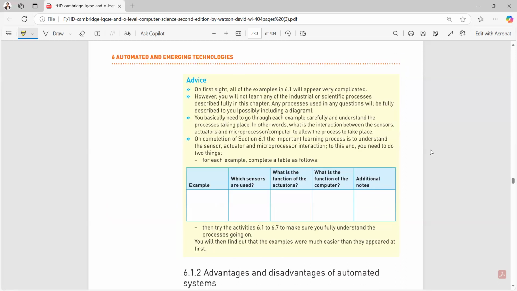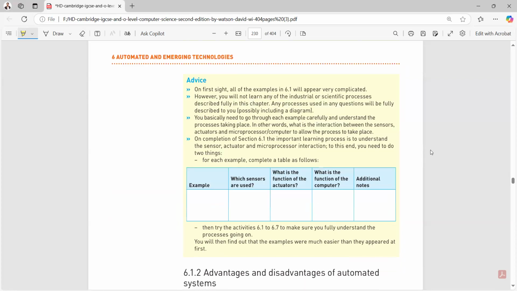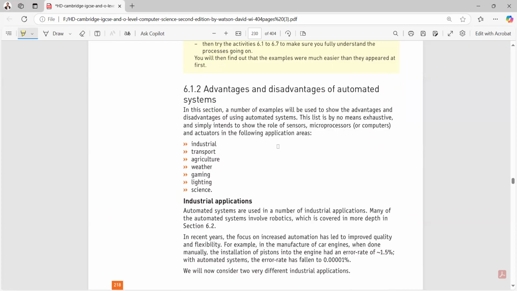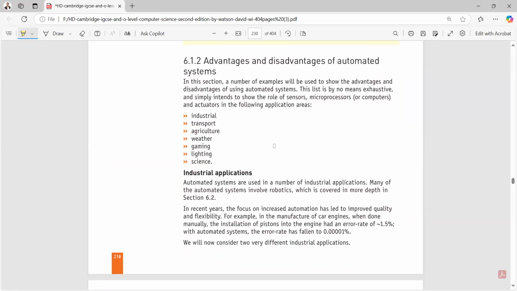So that's it. Now, the next thing you need to learn is the advantages and disadvantages of these automated systems. Automated systems are used in a variety of ways, for example industrial, transport, agriculture, weather, gaming, lighting, and science. So can you give me some advantages or disadvantages of an automated system in any of these industries?